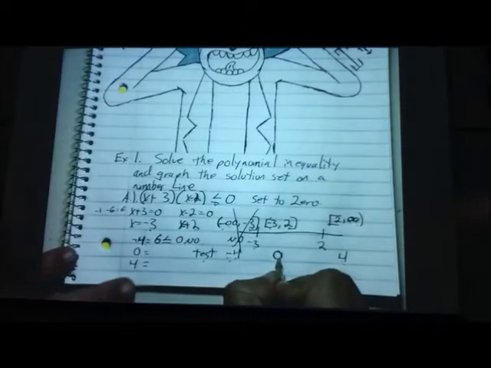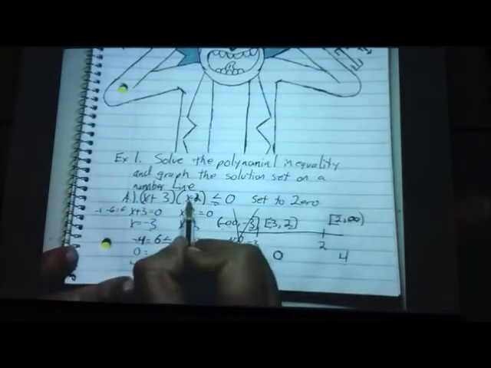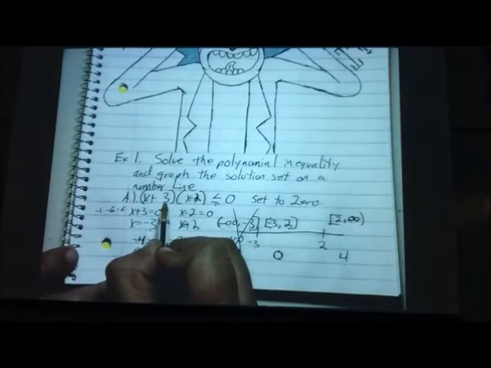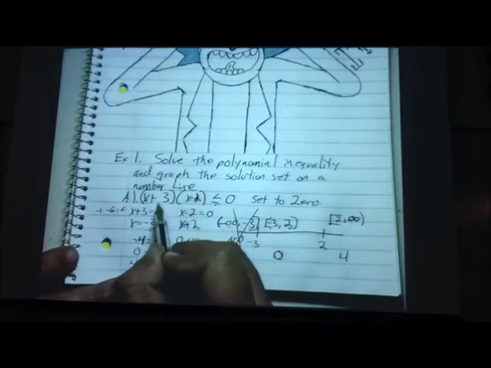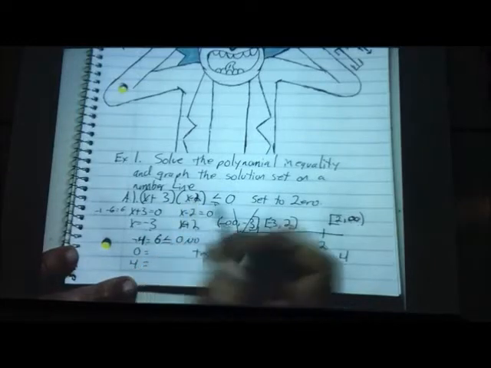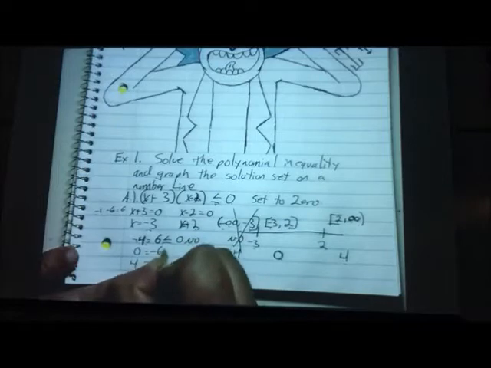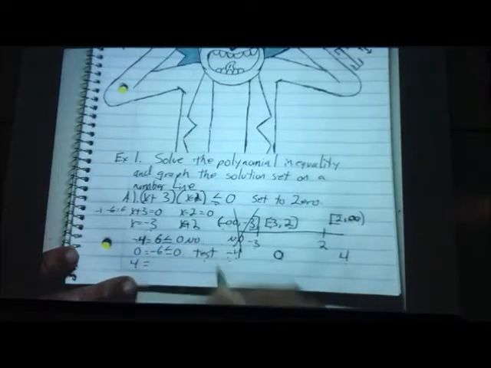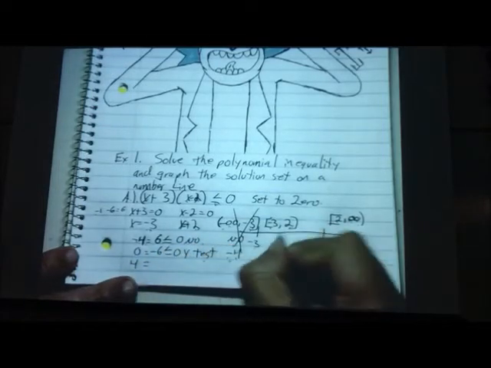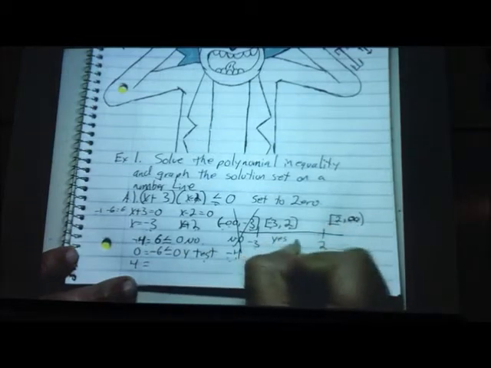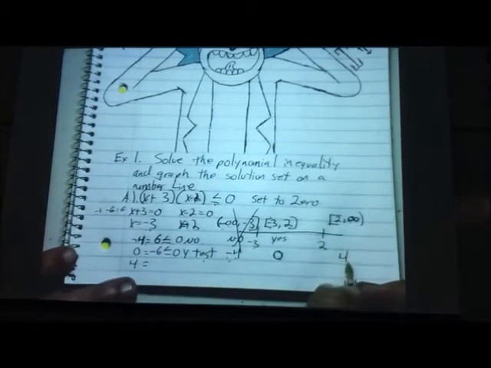Our next test is 0. Put a 0. That gives us the numbers 3 and negative 2. 3 times negative 2 is negative 6. Is negative 6 less than or equal to 0? Yes. The answer is yes, so we put a yes.